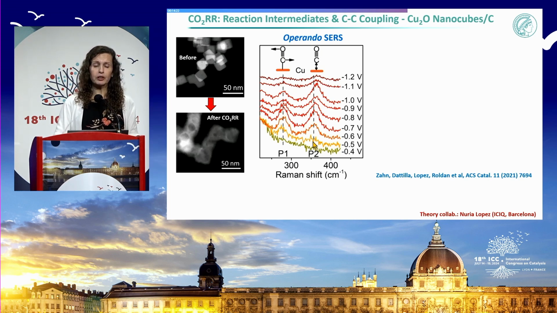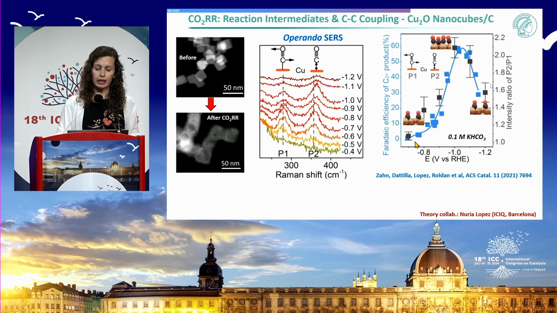And what we know now, working with our theory collaborator, Nuria Lopez at ICIQ in Tarragona, is that the ratio between these two adsorption configurations is correlated with the CO coverage on the surface. And the higher the ratio between these two features, the higher the CO coverage on the surface. At the same time, if you plot the intensity ratio of these two features related to the CO coverage as a function of the applied potential, this is in black, and you also plot the selectivity for the C-C coupling products, in this case ethylene and ethanol, there is a very nice correlation.